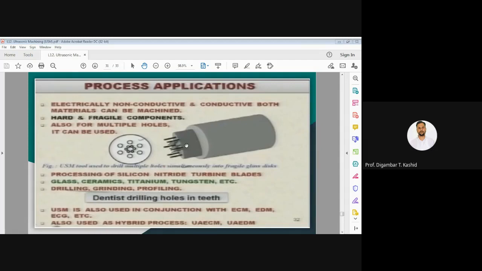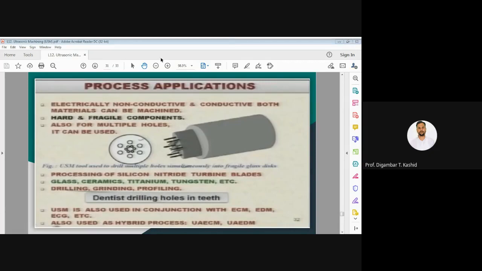Also, processing of a turbine blade made of silicon nitride is possible using this process. Glass, ceramic, titanium, and tungsten are the materials which can be machined by this process, as you can see I have written here. Again, operations like drilling, grinding, profiling, and other kinds of operations can be performed using this process.